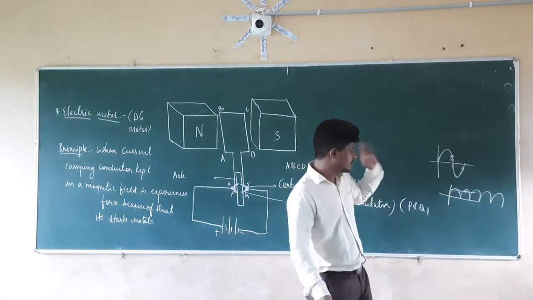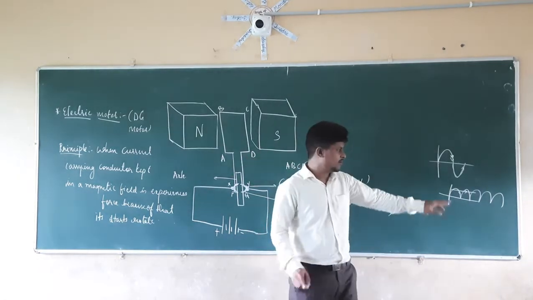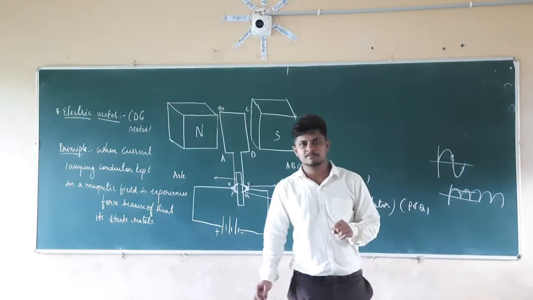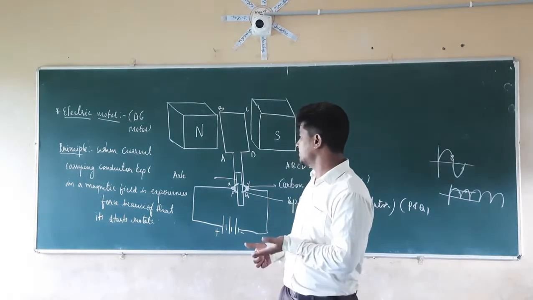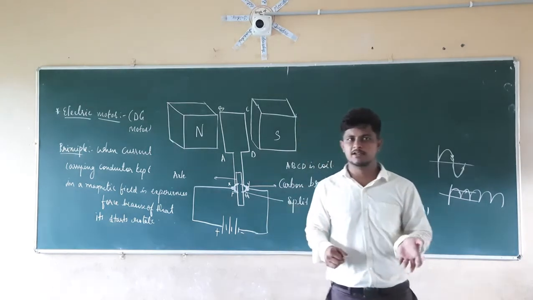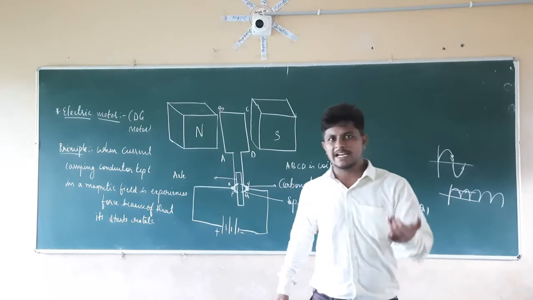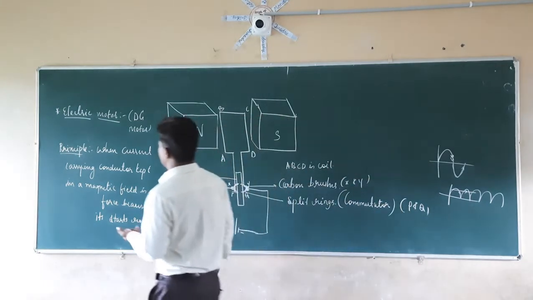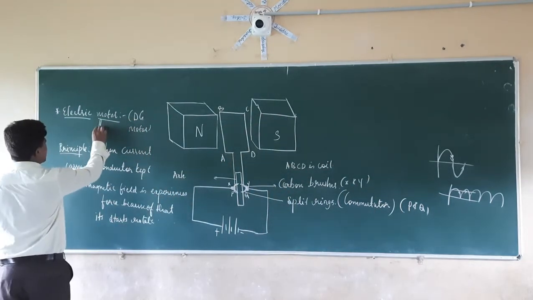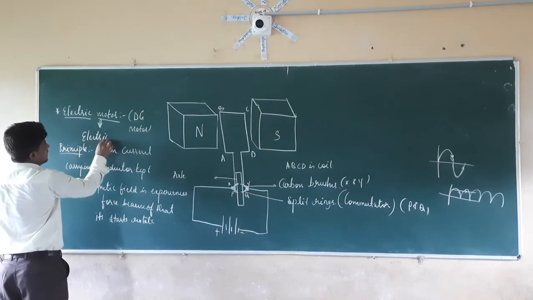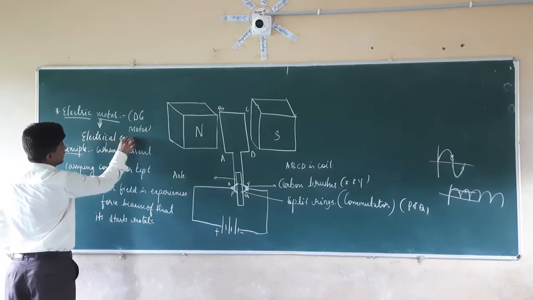So we are discussing the electric motor depending on direct current, which does not change its direction. Now we have discussed direct current and alternating current, as well as the main purpose of the electric motor. That is nothing but to convert electrical energy into mechanical energy.